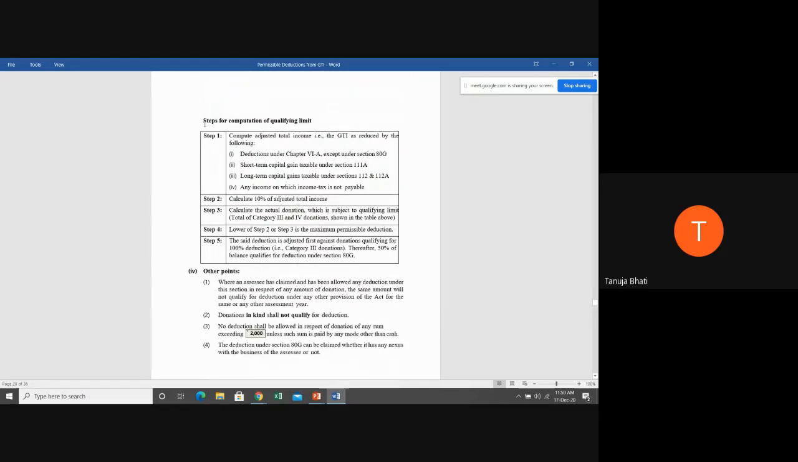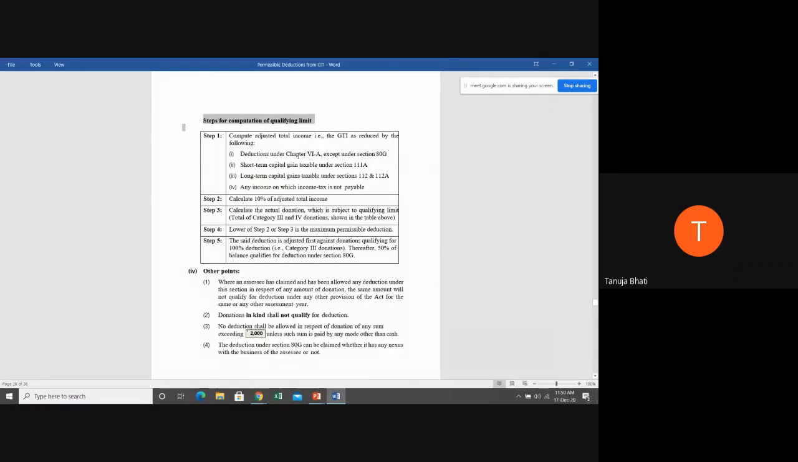You have to take 10% of that. Whatever amount you get, that is the amount up to which you can claim deduction under both the categories. So first you have to claim the deduction under the category which gets 100% deduction, that is category 3, and thereafter 50% deduction, that is category 4. So the donation qualifying for 100% deduction would be first adjusted from the permissible deduction, and thereafter 50% of the balance would be allowed. So let us just further see.